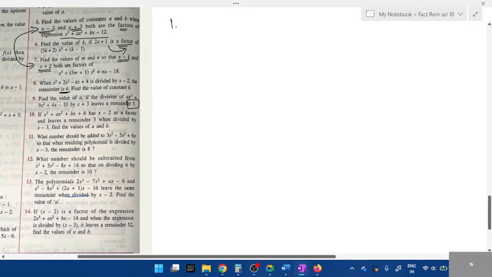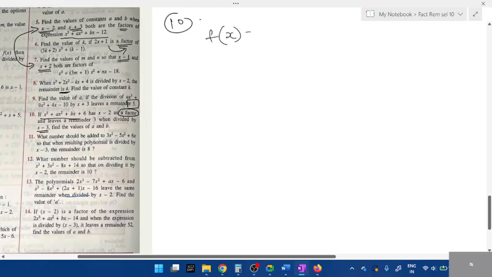Look at the 10th one. See, if this equation has x minus 2 as a factor, can you see the word as a factor is given? As a factor and leaves a remainder 3 when divided by x minus 3. All you have to do is, how many x values are given in this entire question? 2. And there's only one equation, right?